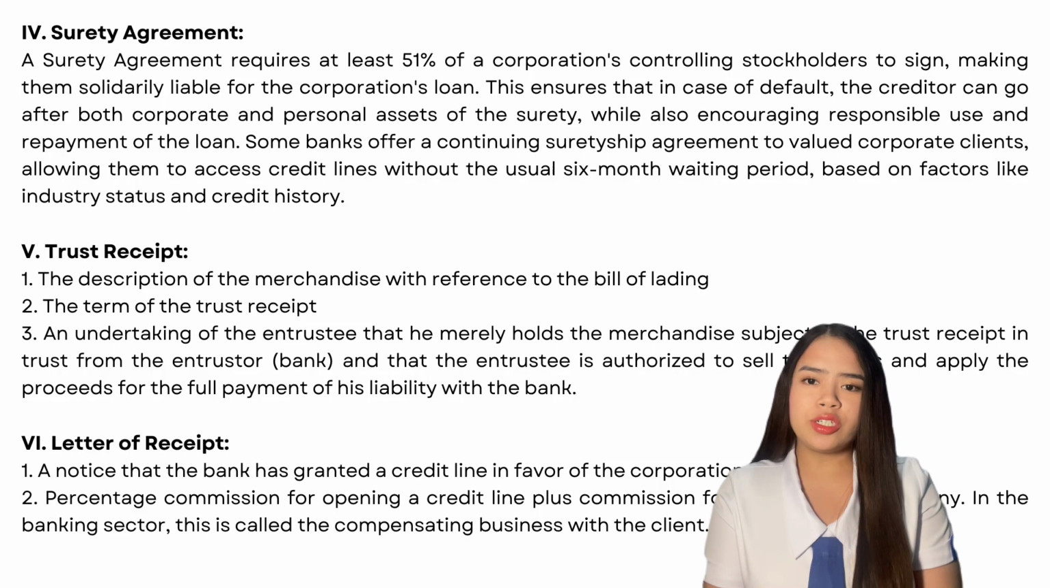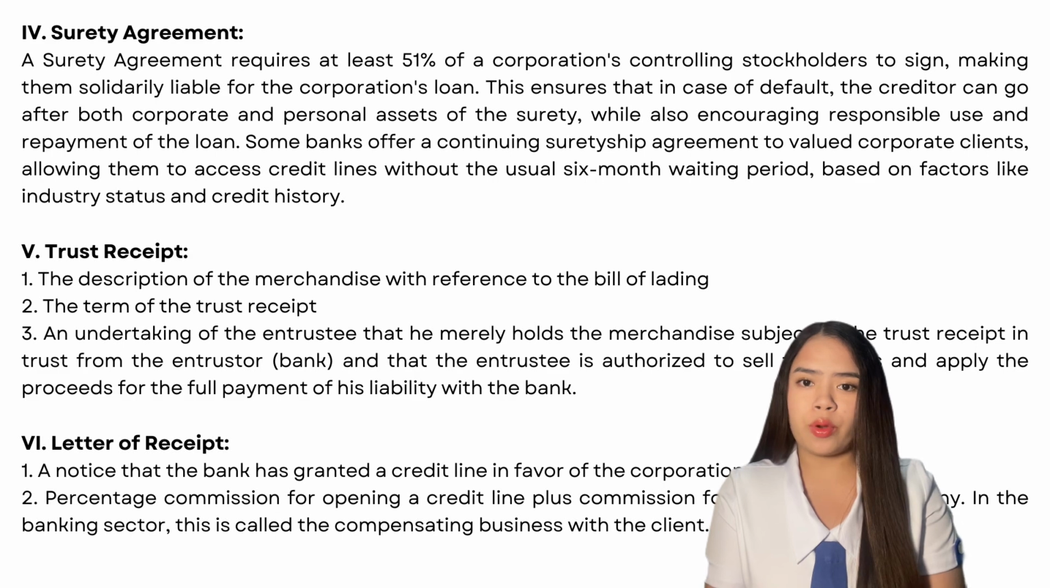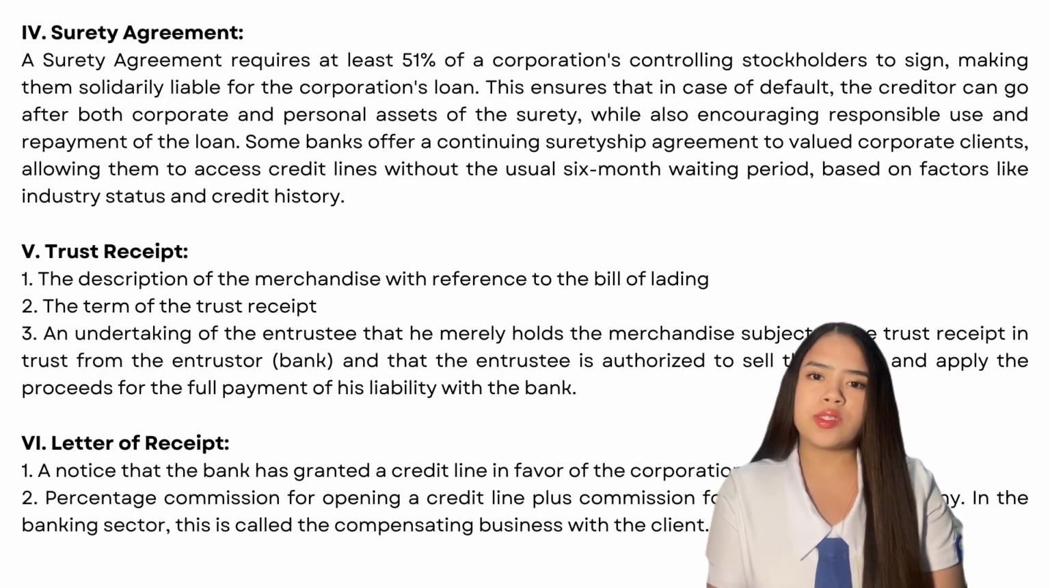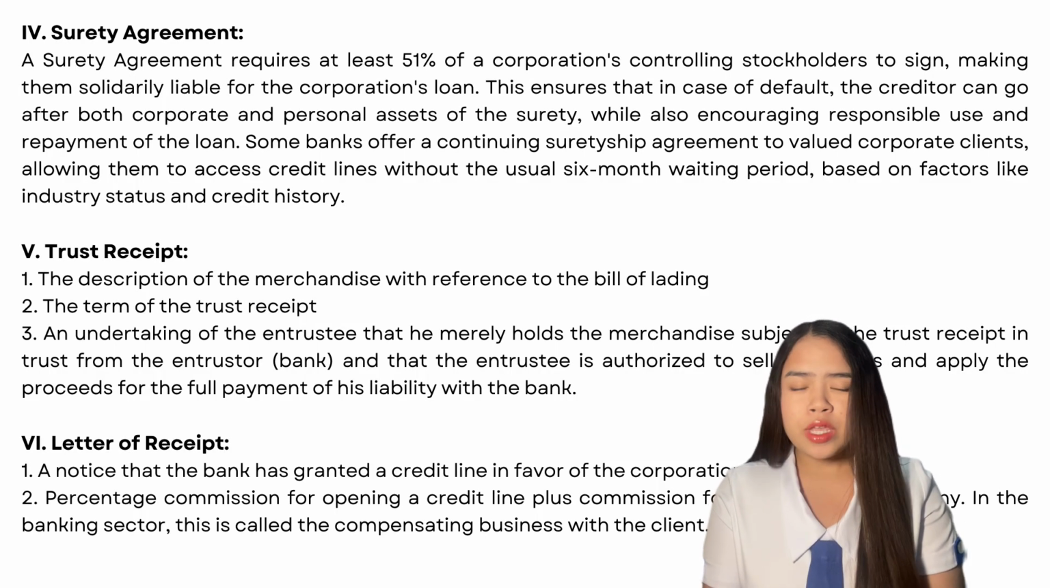Surety agreement. A surety agreement requires at least 51% of a corporation's controlling stockholders to sign, making them solidarily liable for their corporation's loans. This ensures that in case of default, the creditor can go after both the corporate and personal assets of the surety, while also encouraging responsible use and repayment of the loan. Some banks offer a continuing suretyship agreement to valued corporate clients, allowing them to access credit lines without the usual 6 months waiting period based on factors like industry status and credit history.